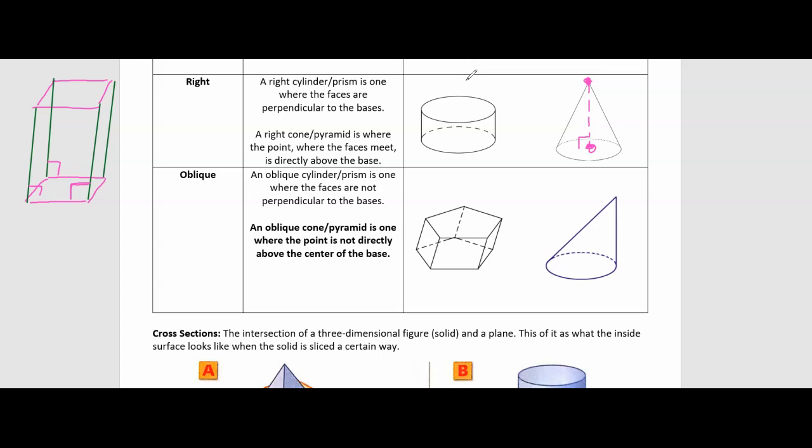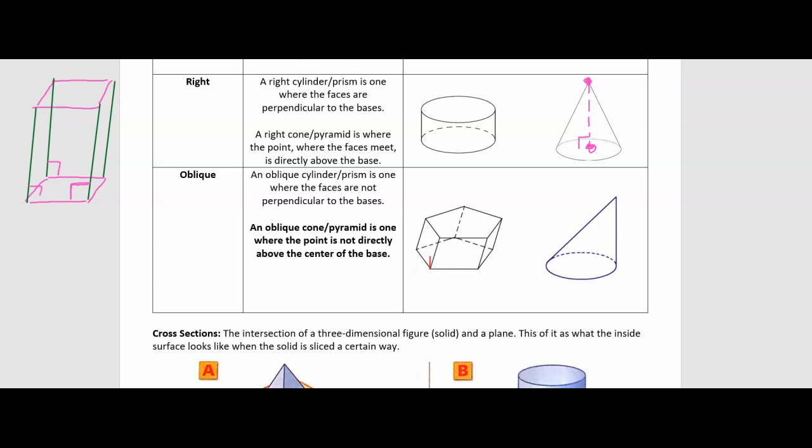An oblique cylinder, prism, or cone or pyramid is, well, if we look at the prisms and the cylinders, there are not going to be right angles formed between the faces and the bases. So if I look here, not a right angle. You can try to make it look like one, but that's not going to be 90 degrees. Maybe let me draw that in a little bit better for you.